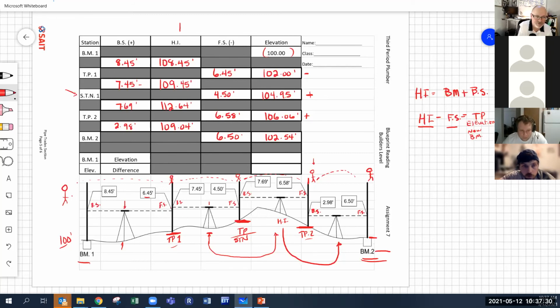So if we were to find the difference in elevation from benchmark 1 to benchmark 2, we know that the elevation at benchmark 1 is 100 feet. We simply minus it off. So the difference in elevation is 2.54 feet from here to there.